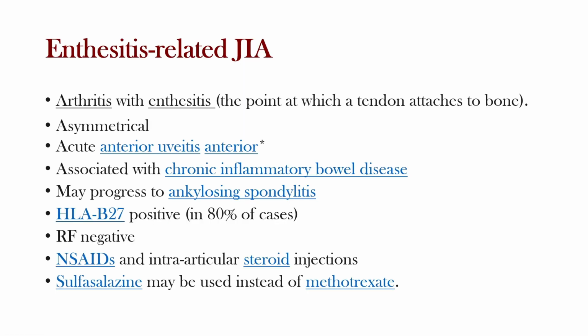So now we will go to enthesitis-related juvenile idiopathic arthritis. Here we will have arthritis with enthesitis, which is inflammation at the point where the tendon attaches to the bone. It's asymmetrical. We will have acute anterior uveitis again, and it's associated with chronic inflammatory bowel disease. It may progress to ankylosing spondylitis.